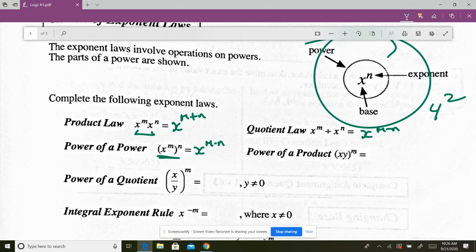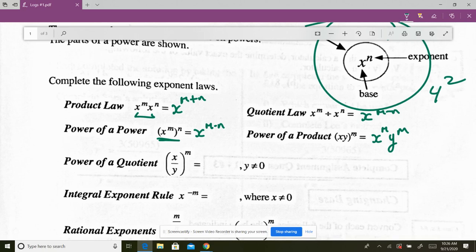And if you have 2 terms inside brackets, all raised to an exponent, where does that exponent go to? Just like when you have a number outside the brackets, it goes to everything inside the brackets. So it's x to the m, y to the m. It's okay if you don't remember all these because we're going to practice them. If you have 2 terms that are being divided, all raised to an exponent, same rule applies. X to the m over y to the m.